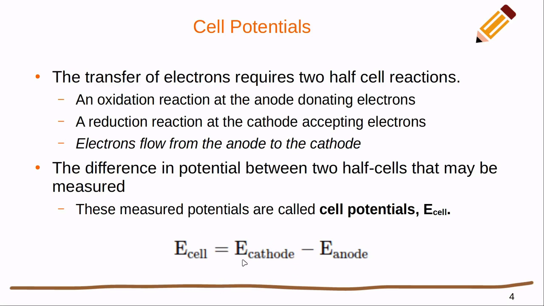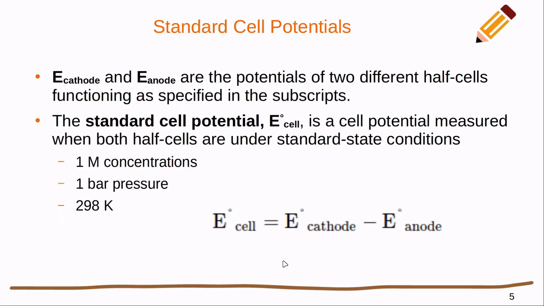Now, it would be nice if we knew the potential at the cathode and we knew the potential at the anode, but we can't measure these directly without doing something clever, which is exactly what we have done. What we've done is we've started off by first standardizing some of our variables like we often do in science. And we defined something called the standard cell potential, and we put a little dot up there just like we did with enthalpy and entropy and Gibbs free energy.